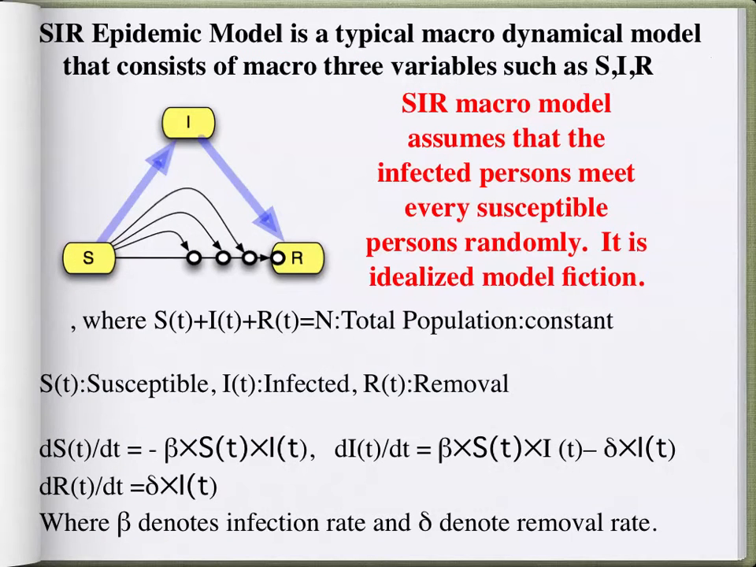But the SIR epidemic model is a typical macro dynamics model that consists of three macro variables, S, I, and R. The SIR macro model assumes the infected person meets every susceptible person randomly. It is an idealized model fiction, a typical type of fiction. That fiction is included in this formula implicitly.